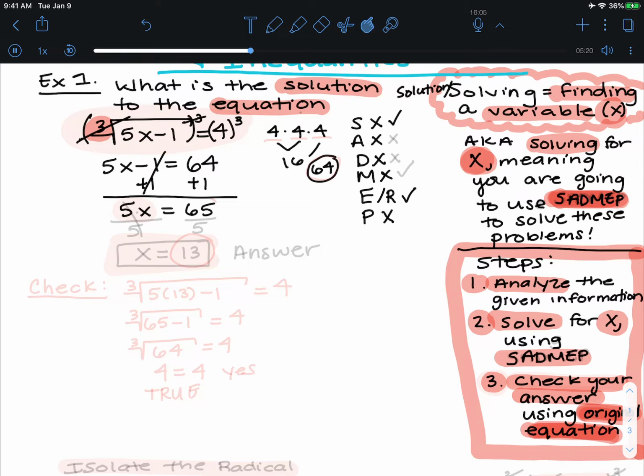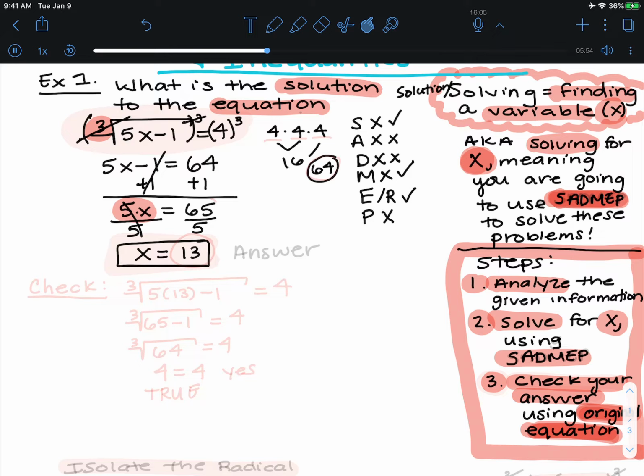Next thing after that is going to be addition. No. Division, no. Multiplication, yes. Well, you may ask, where is this multiplication happening? Between the 5 and the x, right? They never write it, but this actually means that they're multiplying. So the opposite of multiplication would be division. What you do to one side, you do to the other. X is now going to equal 13 because 65 divided by 5 is 13. And that right there is my answer.